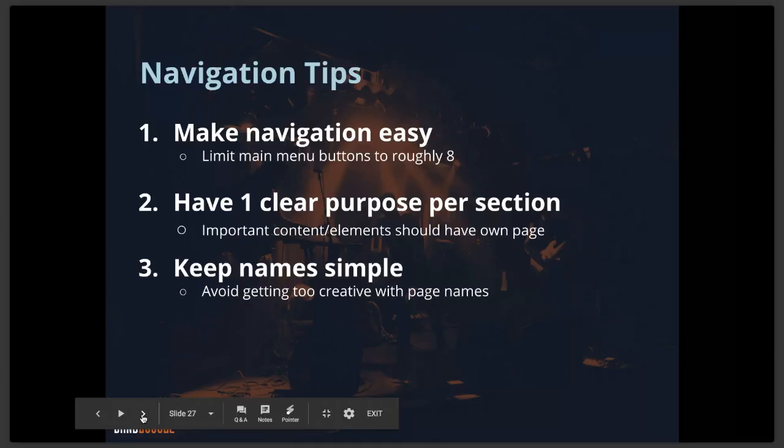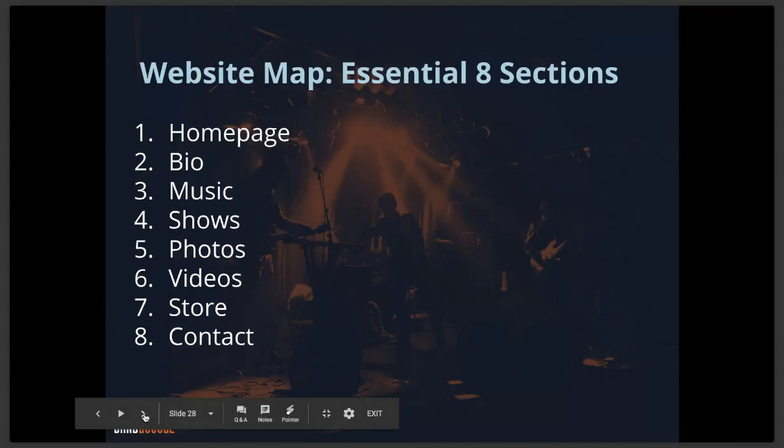In terms of navigation, navigation is the main menu that you see at the top of your site. This is how people get around to all the pages on your site. So you're going to want to make that very easy, limiting it to roughly 8 buttons or less. You'll want to have one clear purpose per section and keep the name simple in the menu. Don't put long phrases. You just want to put 1 or 2 words like blog, music, shows, or something like that. And then once you get on the actual page, you can get a little bit more creative with the page names.